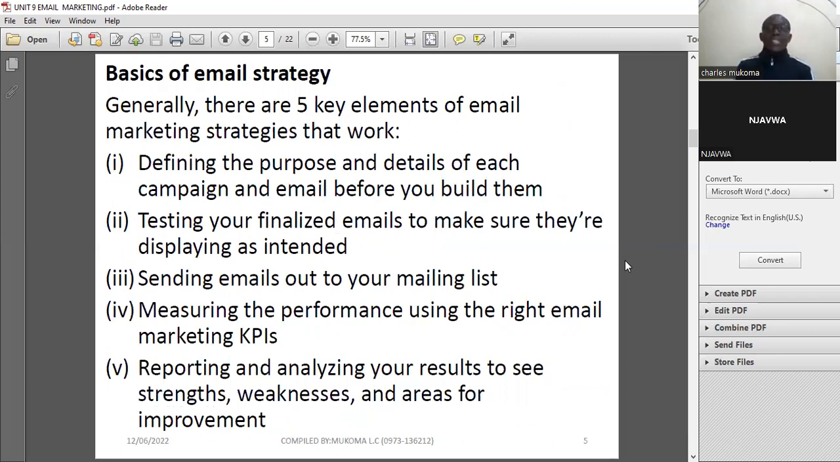If your company decides to use an email marketing strategy, number 1, defining the purpose and the details of each campaign. Remember, in marketing, goals are very important. Objectives, purpose. Why are you doing this? So you must state that. Number 2, testing your finalized emails to make sure they are displaying as intended.